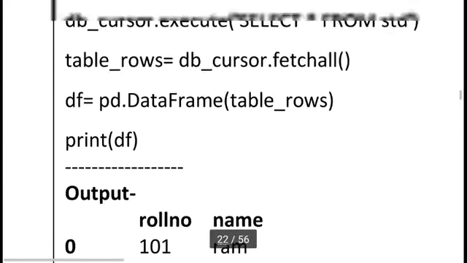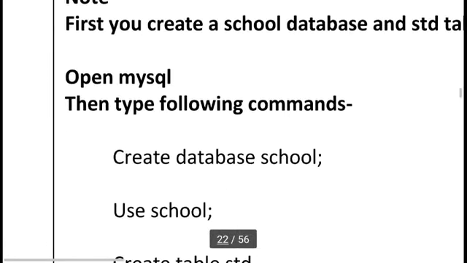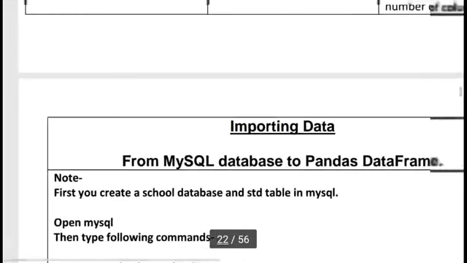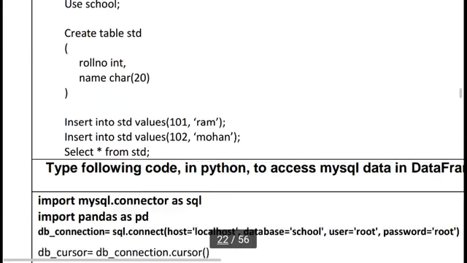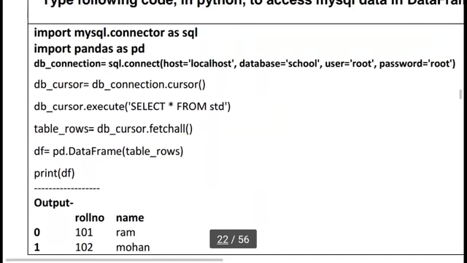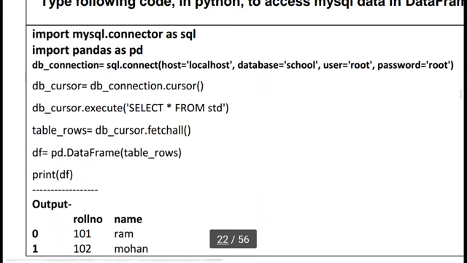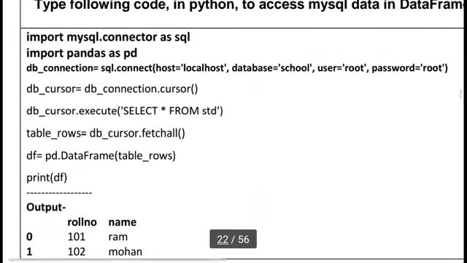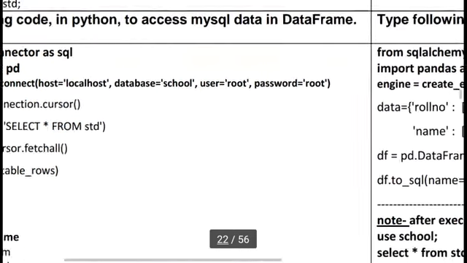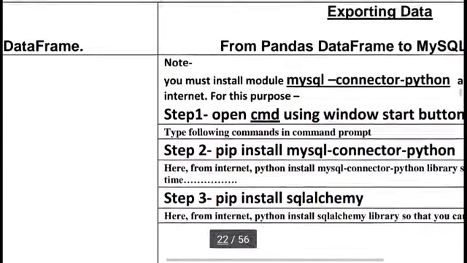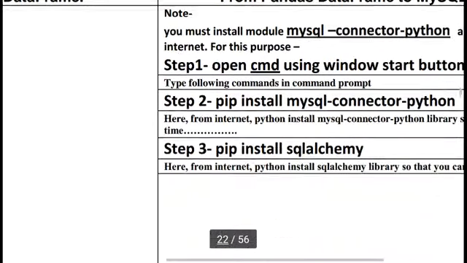variable. So this operation is called importing. And the reverse operation is, first we create a Python table, and this Python table we can send to the MySQL table. It is also possible. So this operation is called exporting.